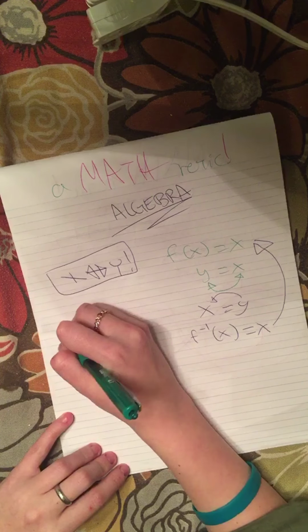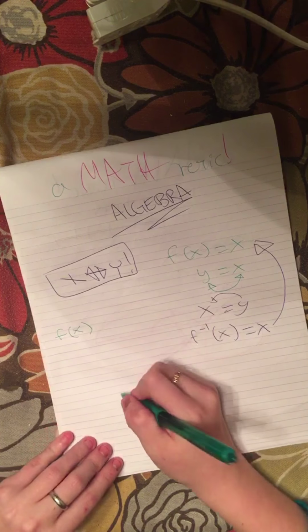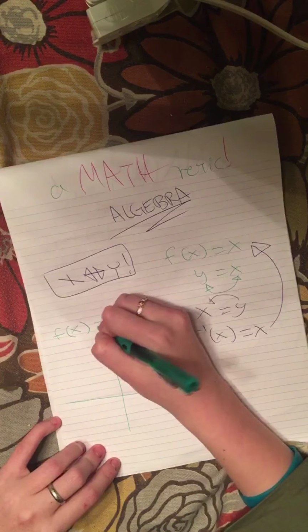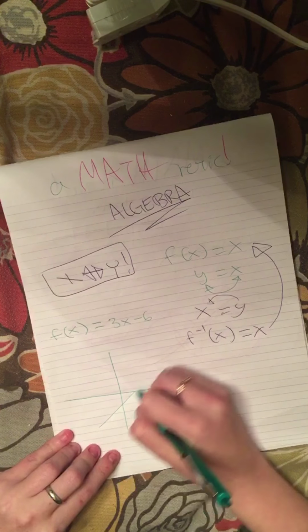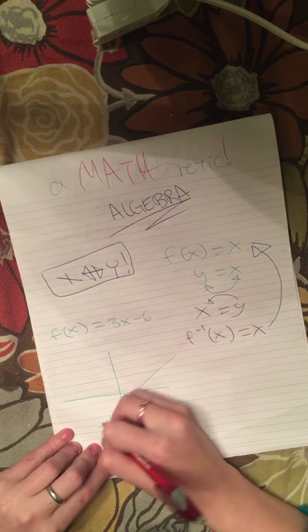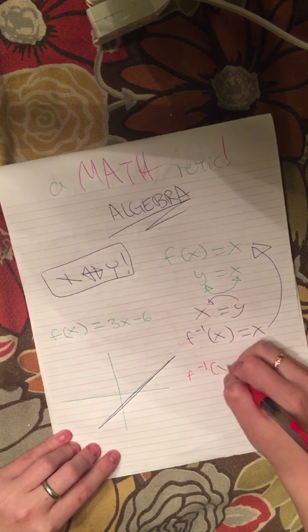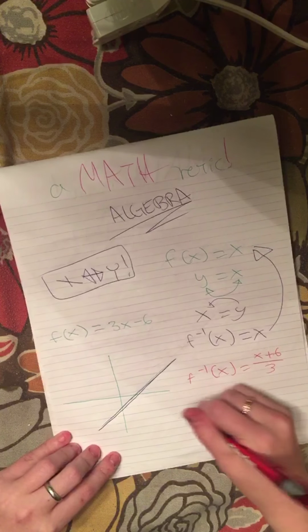Take the function f of x equals 3x minus 6. If we graph the function on this graph, it will look like this. Once we solve for the inverse function as explained above and graph it, if the inverted function is the same as the original function, but with the axes switched, then it is in fact an inverse.